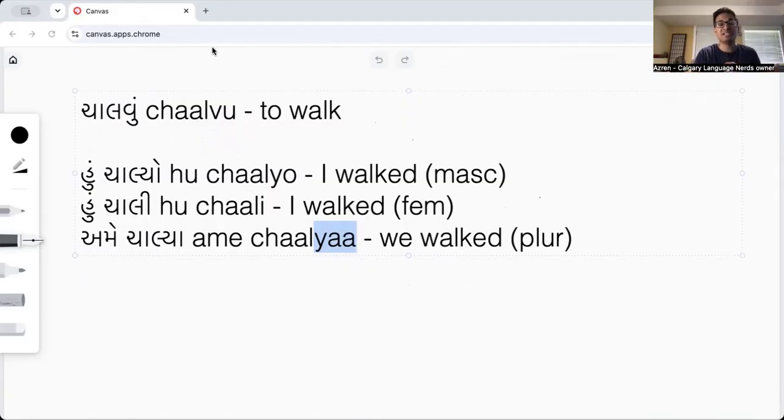Now, Gujarati has two different past tenses. One of them is called the simple past, and that's what we're looking at on the screen right now. The other past tense in Gujarati is called the imperfect past tense. The imperfect past tense is one that we use for a wide variety of things.